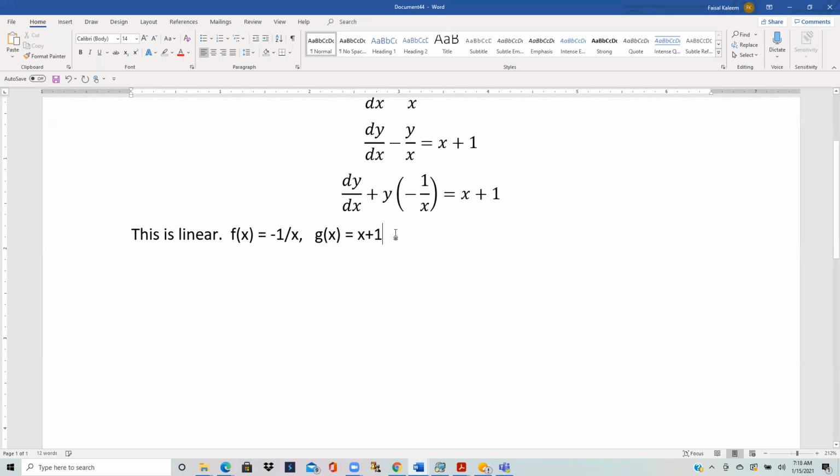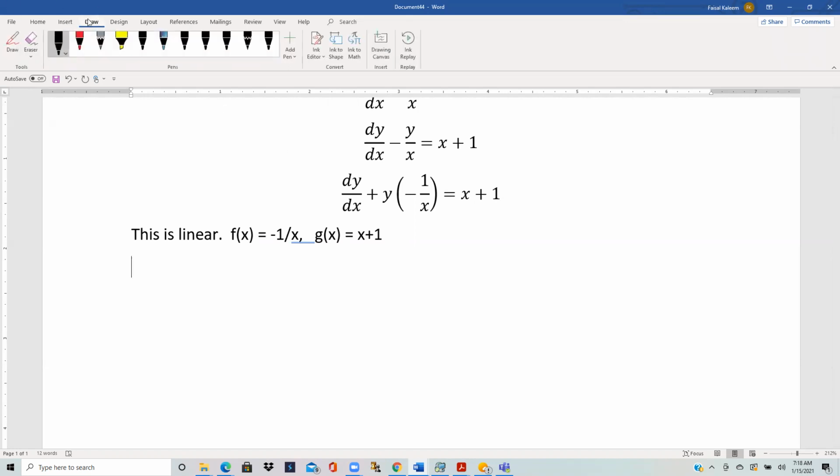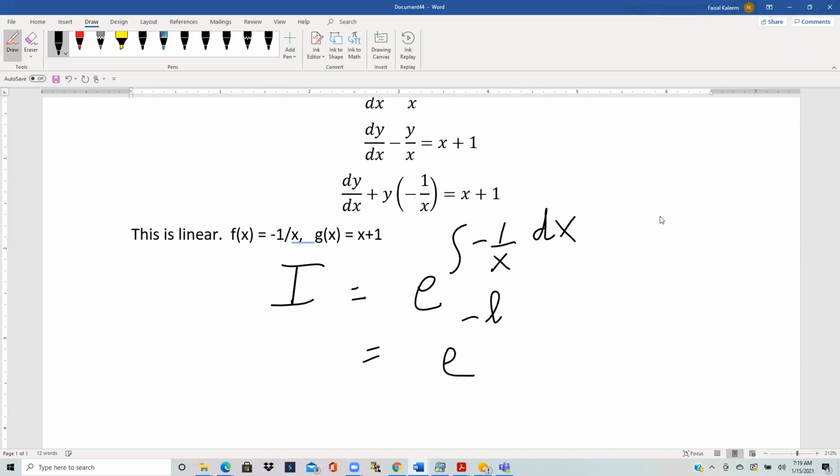Okay, so remember, the solution of the equation was found by first finding the integrating factor. So let's get into the draw mode and find the integrating factor I, which was e power the integral of f(x). So f(x) is negative 1 over x, equals e power the integral of negative 1 over x, which is negative ln x.